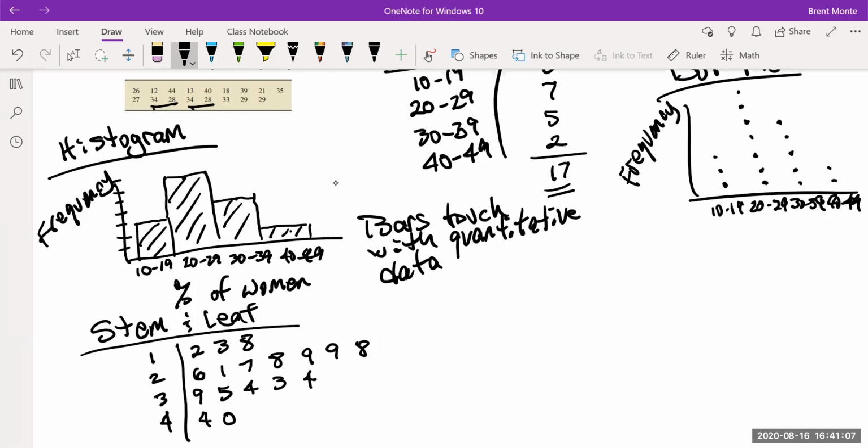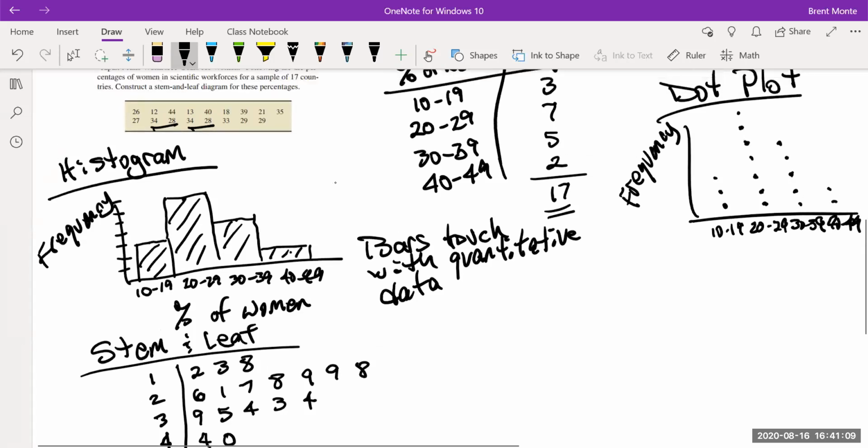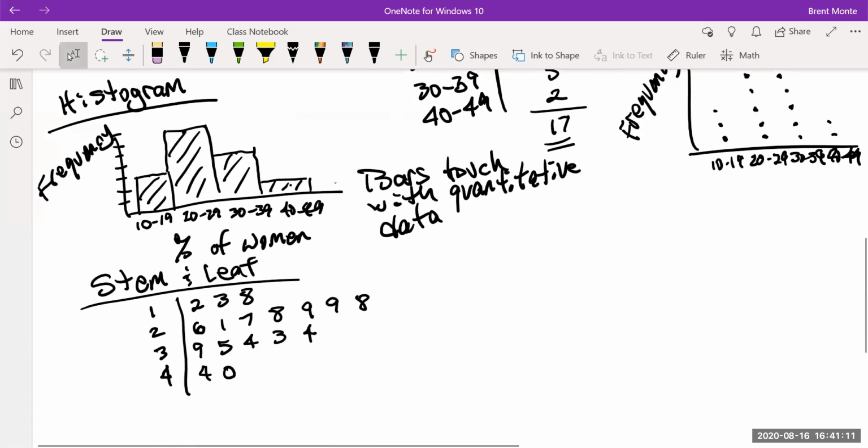Now, this is a stem and leaf. Do they call it a display or a diagram? Stem and leaf diagram. And what happens, it gives me that nice little picture that's a real easy way of doing essentially the histogram. What's nice about the stem and leaf, I didn't lose any of the data.